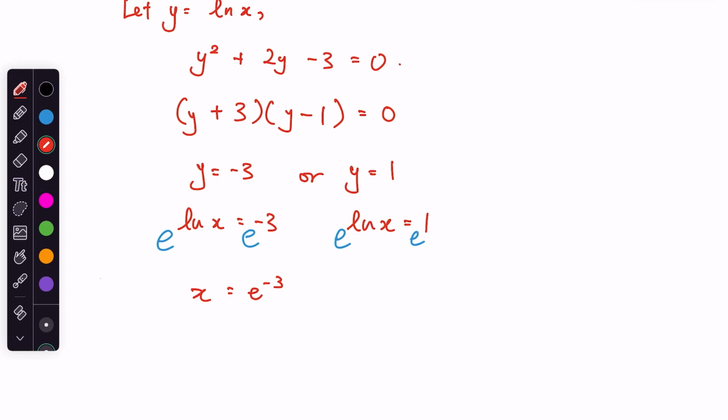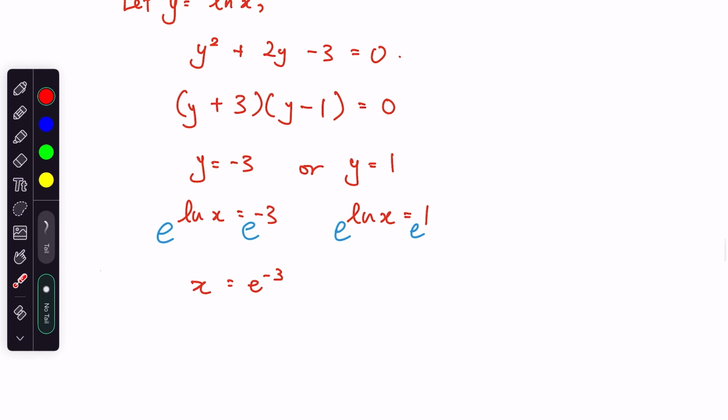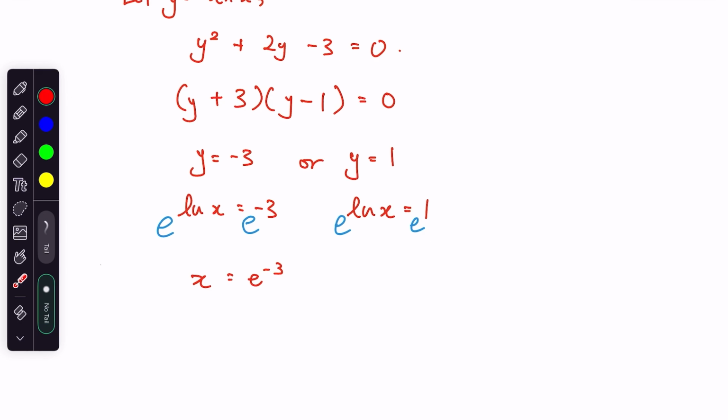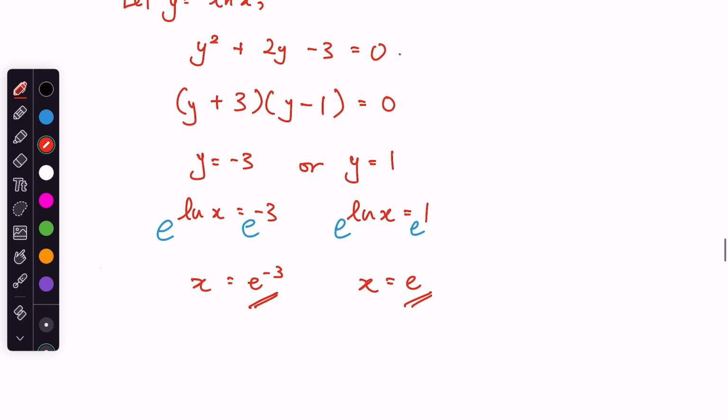E to the power of negative 3 is just a number. It doesn't really matter, nothing should go wrong with this. The next one, the other side, will just be x equals e to the power of 1, or e. Nothing wrong with this either, it's just a number. So we don't have to reject any of the answers. Okay, so we are done with this question.